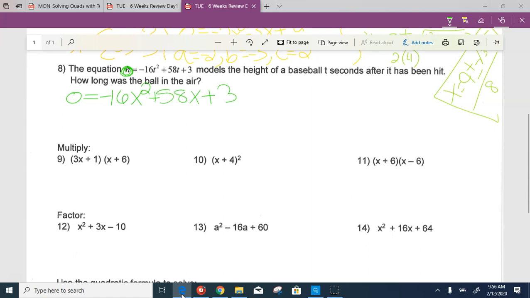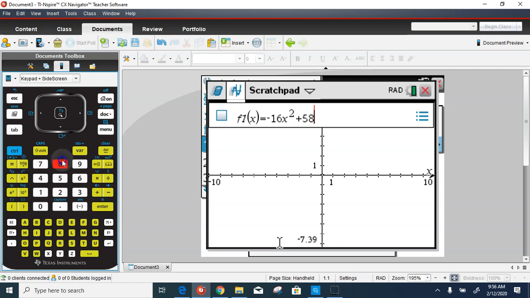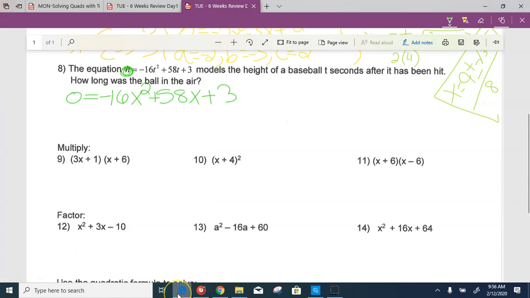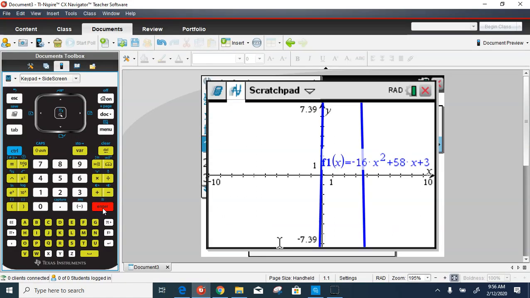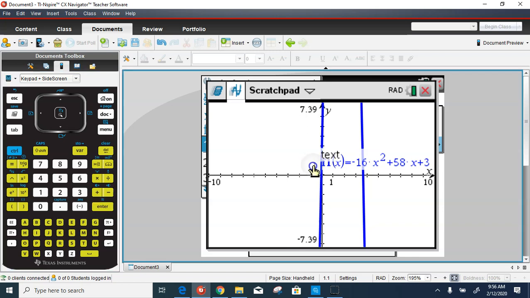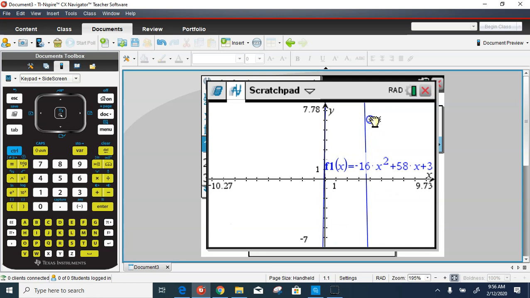Negative 16x squared plus 58x plus 3. Graph it: negative 16x squared plus 58x plus 3. Does that sound right? Plus 58x plus 3. Yeah, that's right. So let's go ahead and enter. There's the height of one bounce of the basketball. Basically what you have here is the basketball going up this line here and then back down over here. It goes up to a maximum height and then comes back down.